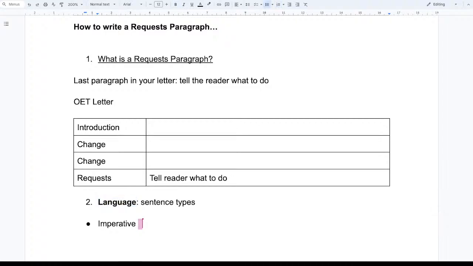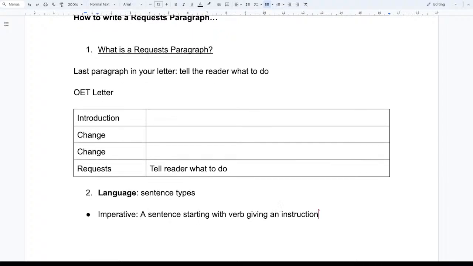Okay, so we have a few answers. Some interesting comments from you guys, but in general, an imperative, let me just be clear so we know exactly what's going on here. An imperative is a sentence with no subject, or a sentence starting with a verb giving an instruction, giving an imperative, right? So what does that mean?